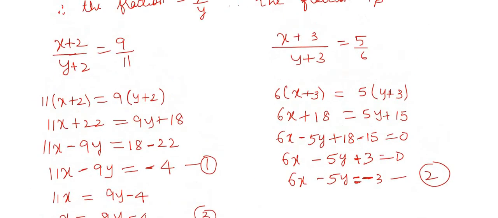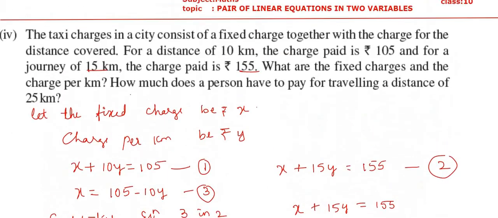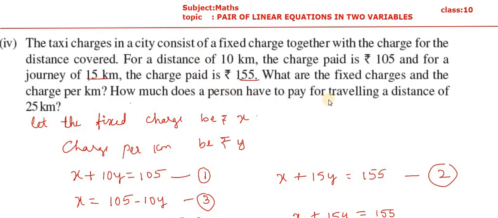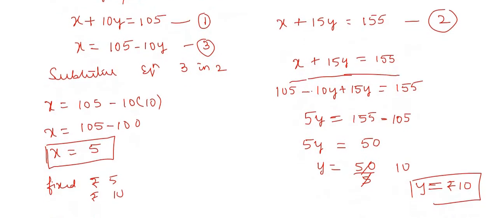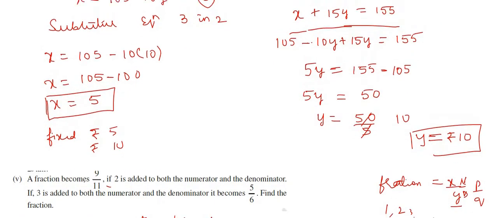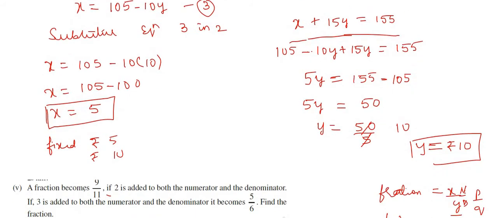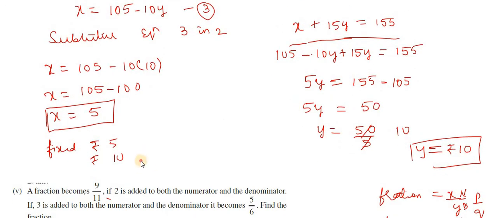Okay, in the last problem, I think I forgot to do this one. How much does a person have to pay if we travel a distance of 25 kilometers? So instead of 15, it will be replaced with 25. How much do you need to pay? We know what x is and we know what y is, so I can substitute the x and y values into 25. So suppose a person travels 25 kilometers, how much do you need to pay?